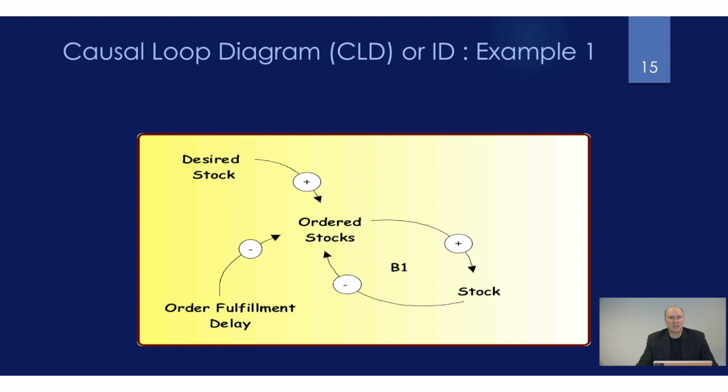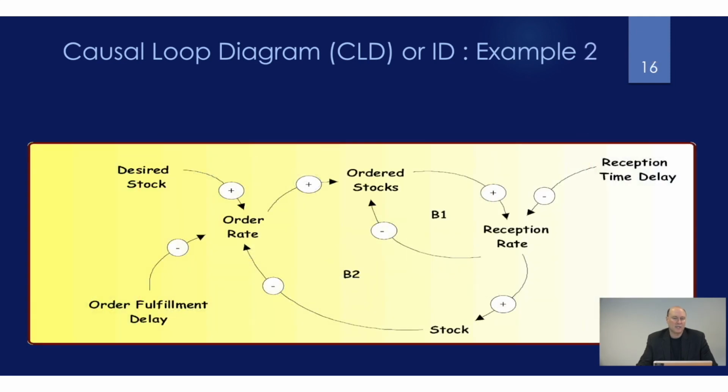These are some examples of causal loop diagrams. For example, here we see that there's a desired stock level and there's an order fulfillment delay that impacts ordered stock. So what happens is, as stocks are being ordered, there will be more delivery to the stock, and therefore if the stock level increases, then the orders will be diminished. And therefore we have a simple balancing loop there at the center with an odd number of influences within the loop.